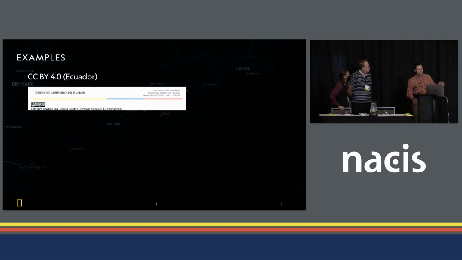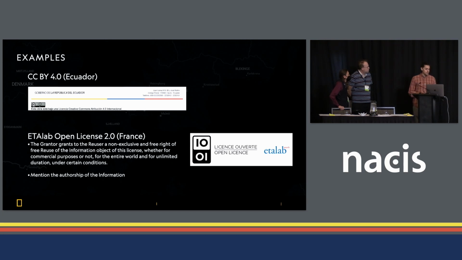So just a few examples. Ecuador uses CC BY. They just slap it on there. Good to go. France has a specific branded license. They even have a really cool logo. And if you speak French, you can just read their license description. If not, you translate the PDF and realize that it's functionally equivalent to CC BY, and then you can go ahead and use that. That's all I've got.